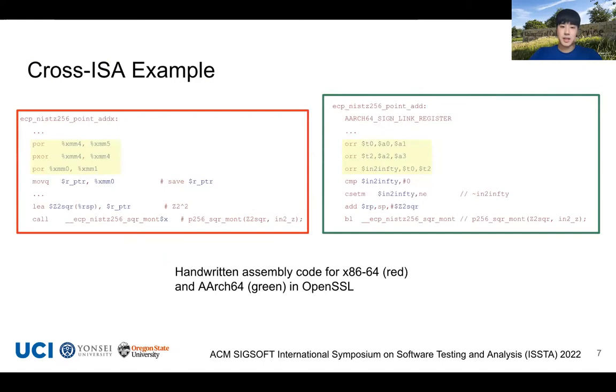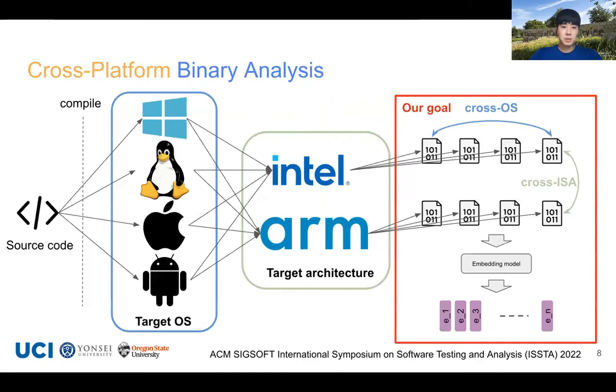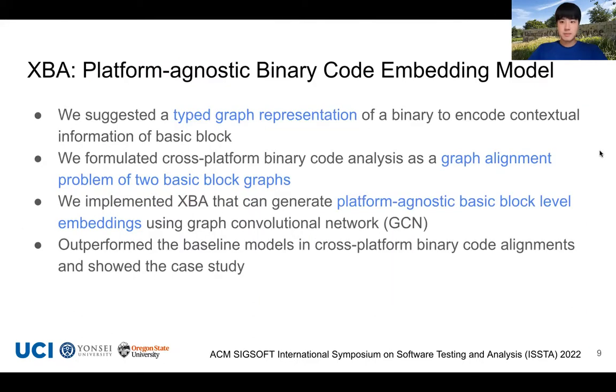Another example is handwritten assembly, which is written for a specific architecture. This is especially found in many cryptographic libraries and has different syntax according to the target architecture. So our goal is to implement a good embedding model that can unify embedding space across different platforms.